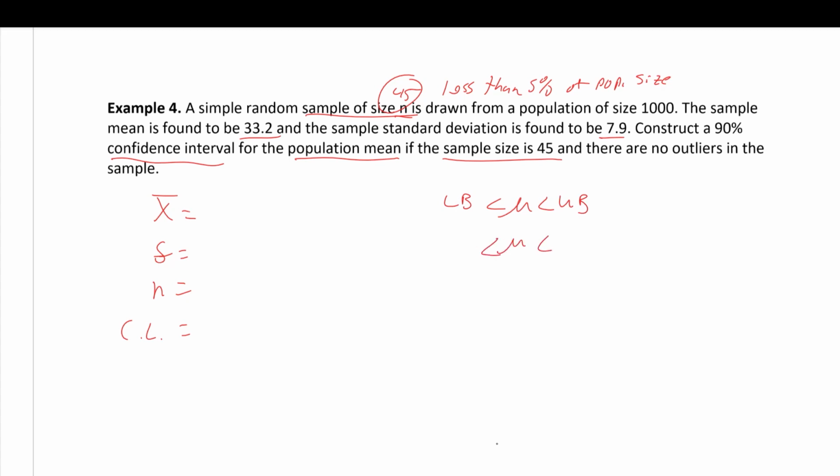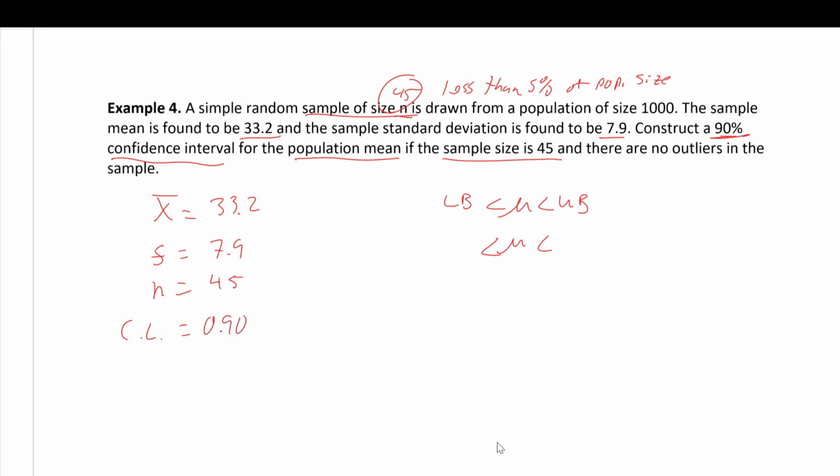They give us the sample mean, in this case 33.2. The sample standard deviation is 7.9, and the sample size is 45. The confidence level in our case is a 90% confidence interval, so 0.90.